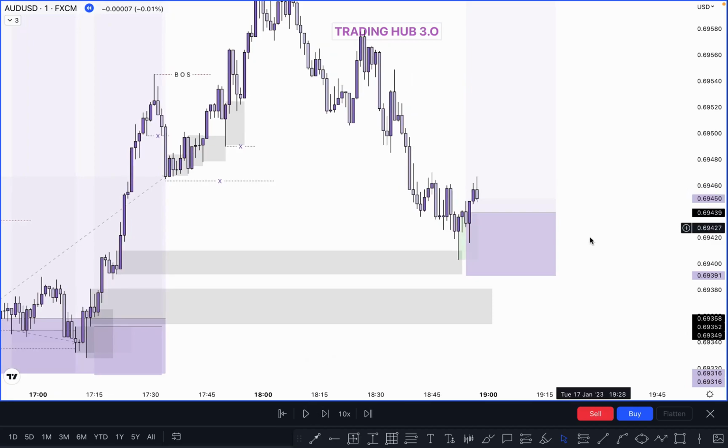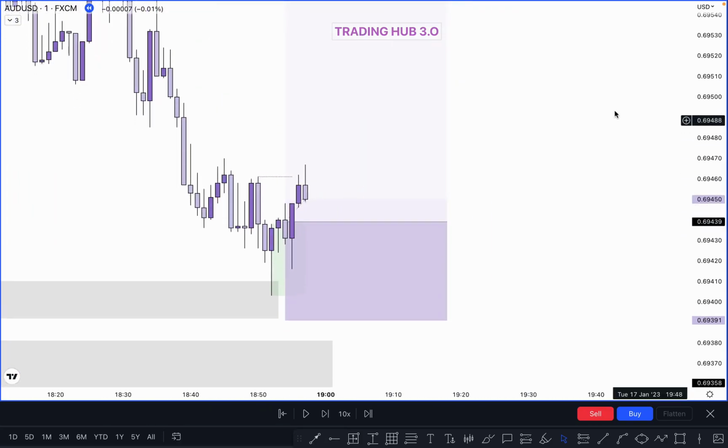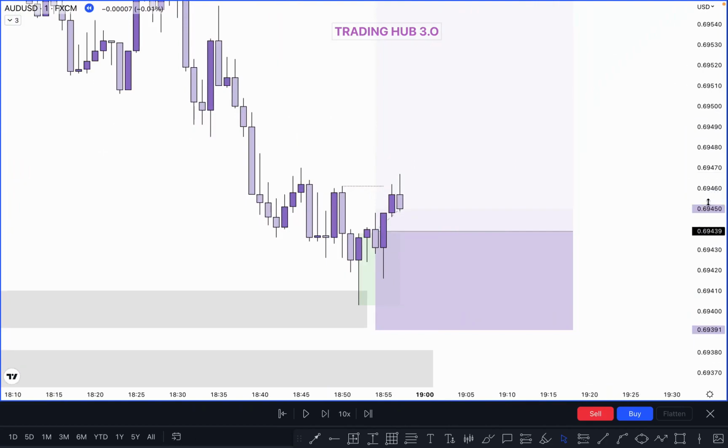So what is happening here? Look at this one. This is our change of character here. This is our micro structure here. Okay, and the same thing will be applicable when the market taps on your PD zone in a higher time frame. So the same scenario will be applicable here. Let me explain this, because this one is an important thing.